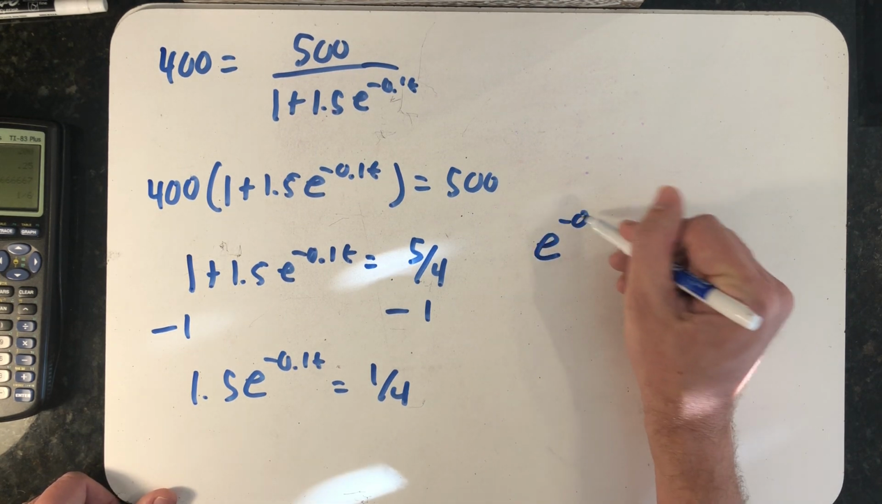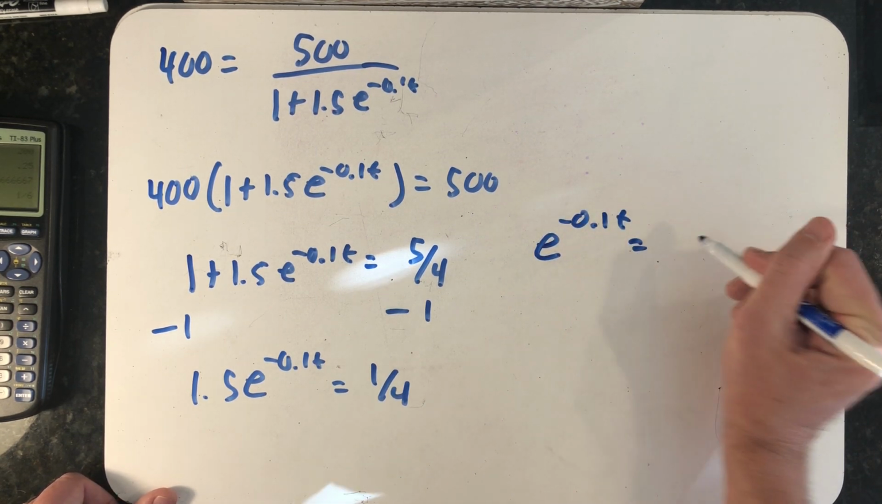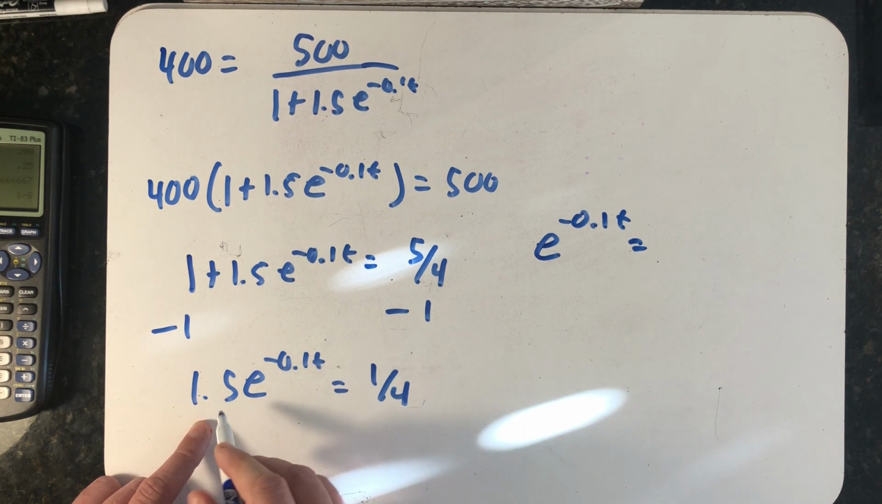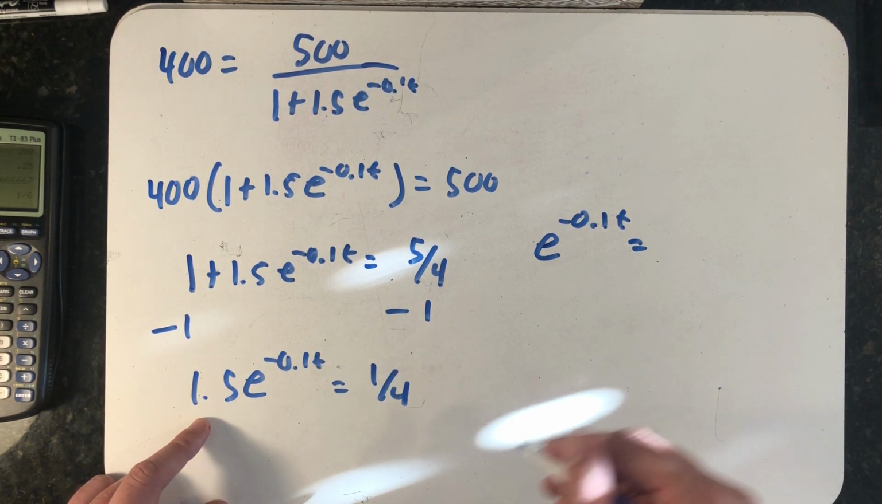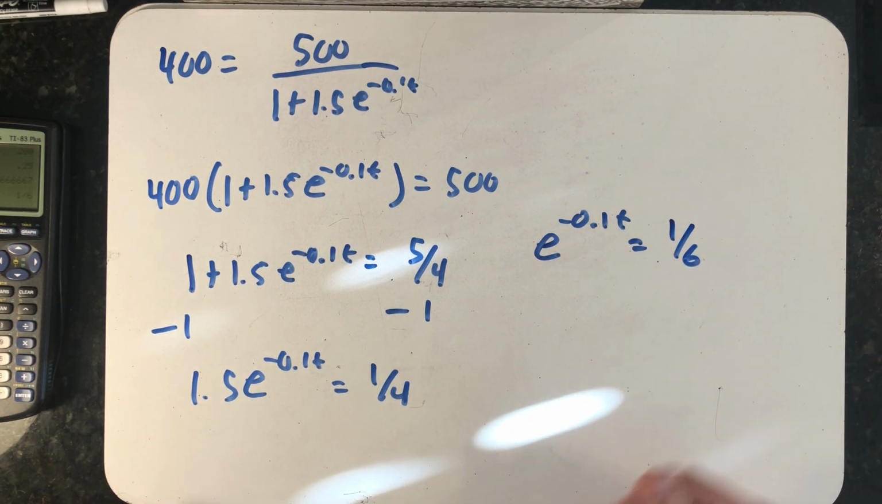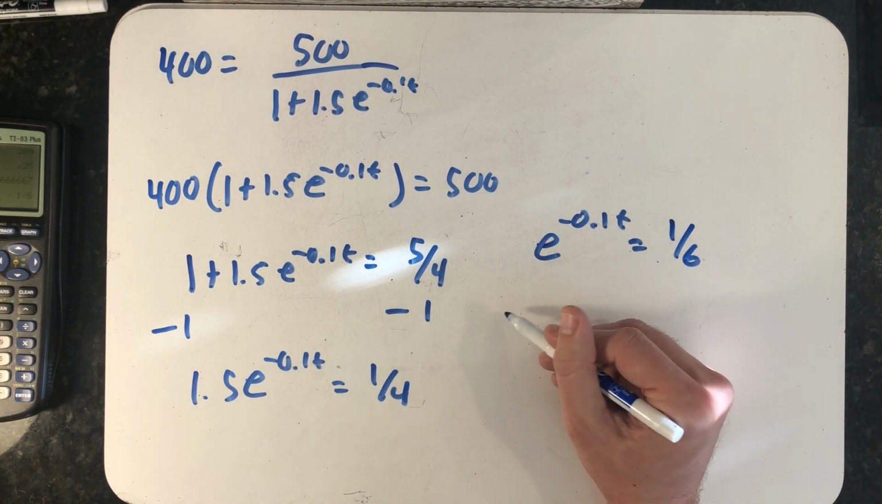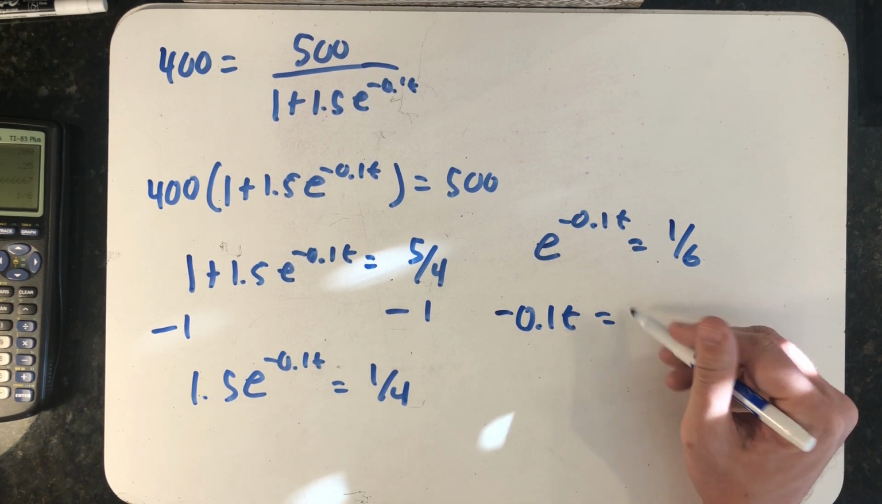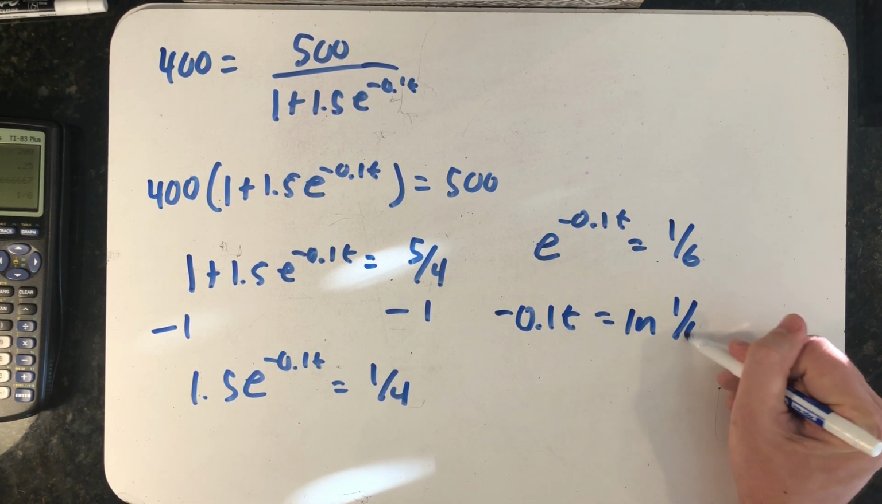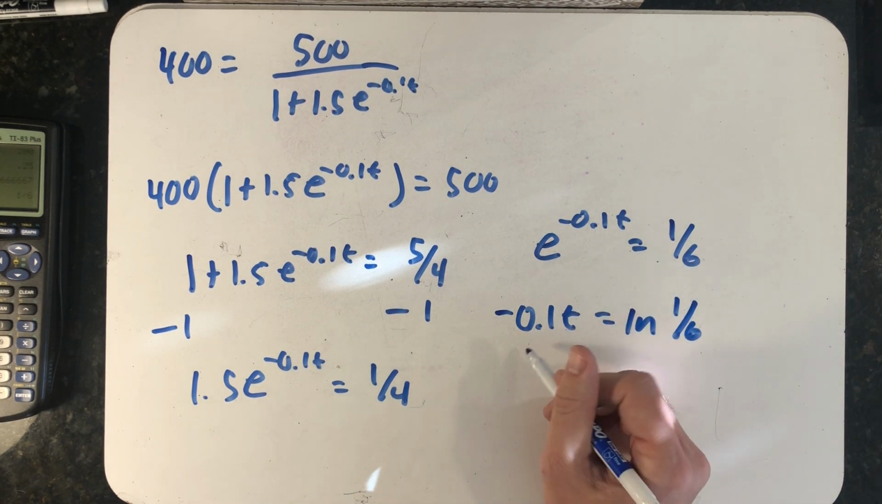Okay, so e to the minus 0.1 t is equal to, well, that's actually a 3 over 2, and so that would be a times 2/3 when I do the division. I'm going to get a 1/6. Can rewrite this as a logarithm. So this would be a log base e, or a natural log. You can also imagine taking the natural log of both sides.